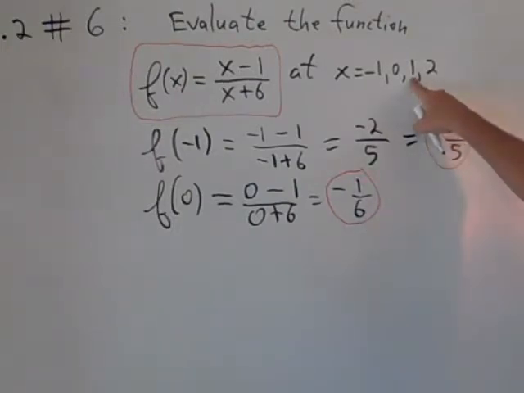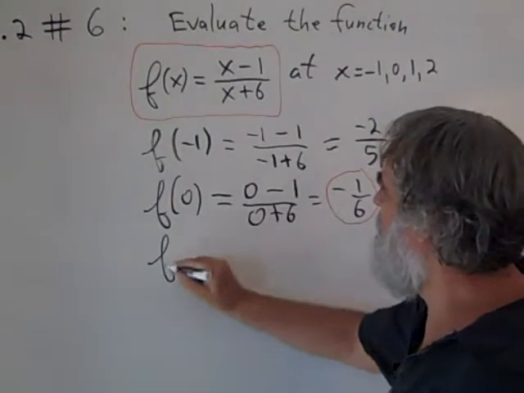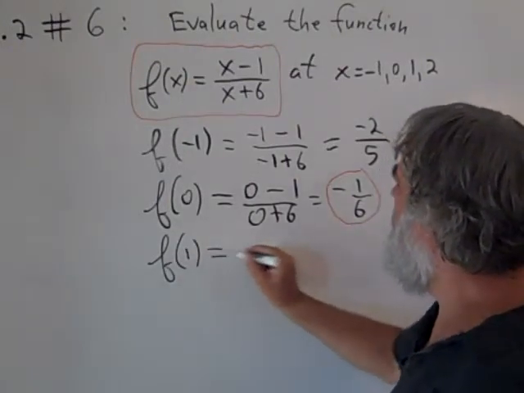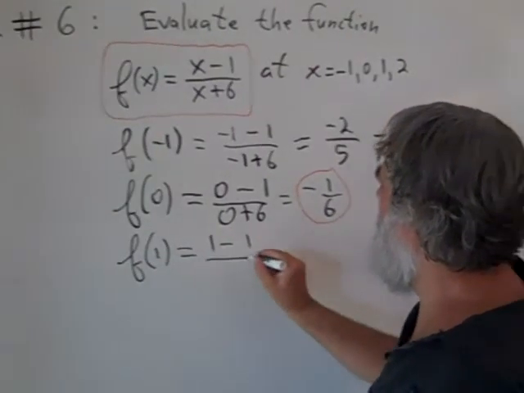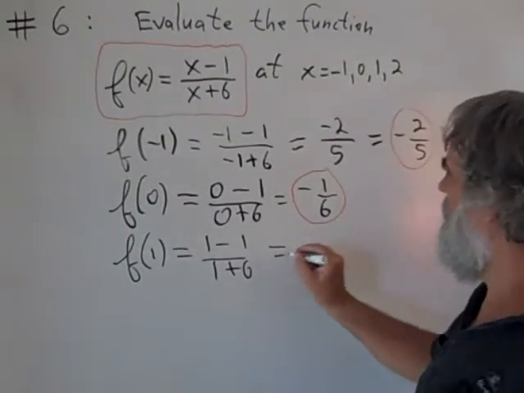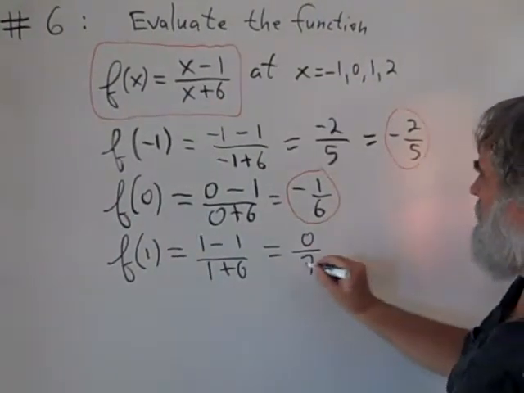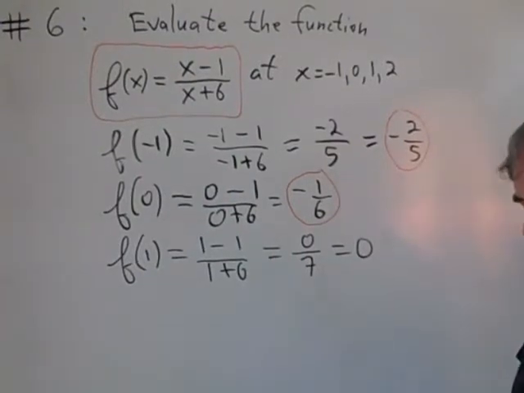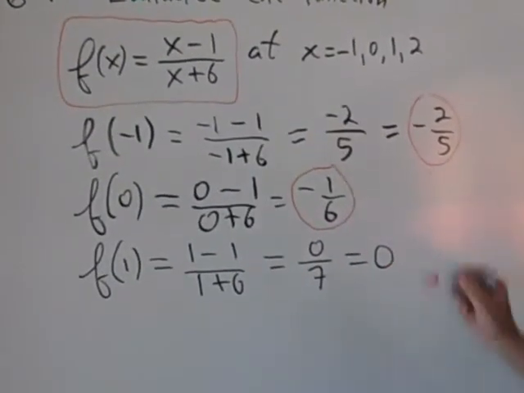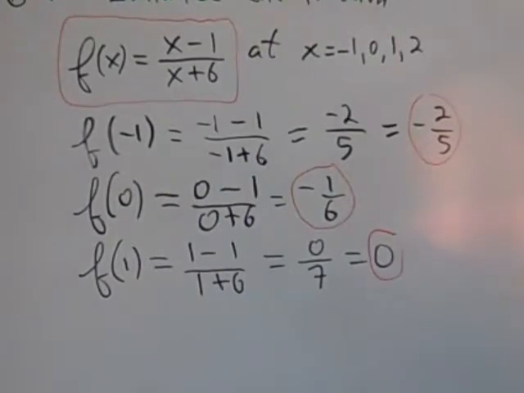Now we'll evaluate the function at x equals 1. So f of 1 is equal to 1 minus 1 divided by 1 plus 6. It's following the same pattern. That's 0 divided by 7, which is 0. Well, 0 divided by anything equals 0.